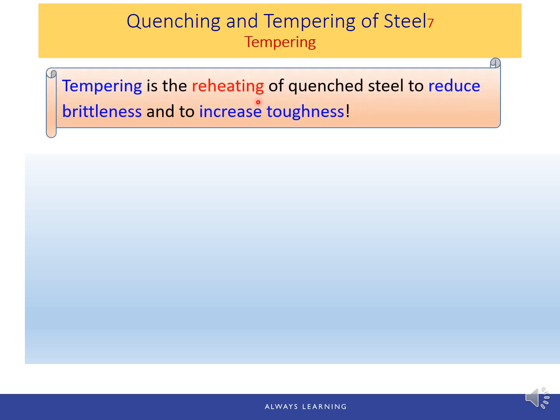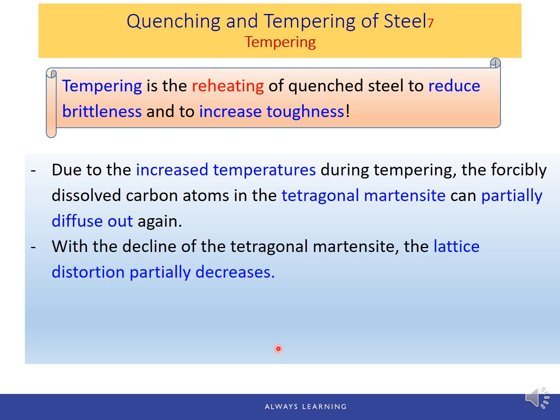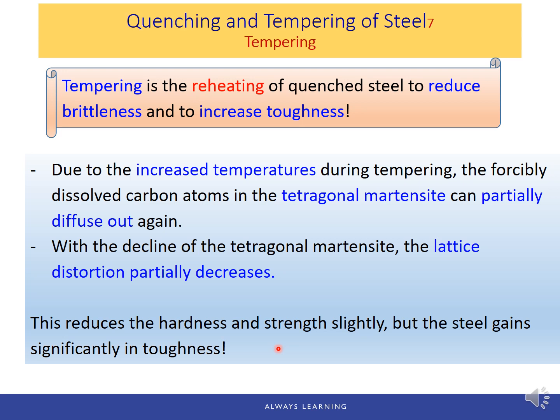Tempering is the reheating of quenched steel to reduce brittleness and to increase toughness. So this is due to the increased temperatures during tempering. The forcibly dissolved carbon atoms in the tetragonal martensite can partially diffuse out again. Accordingly, with the decline of the tetragonal martensite, the lattice distortion partially decreases, and this reduces the hardness and strength slightly, but the steel gains significantly in toughness.